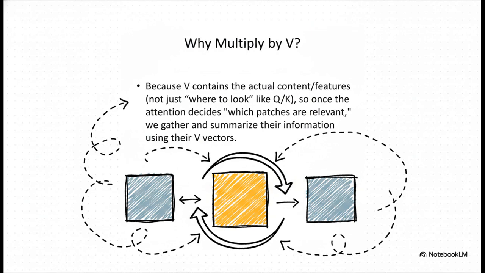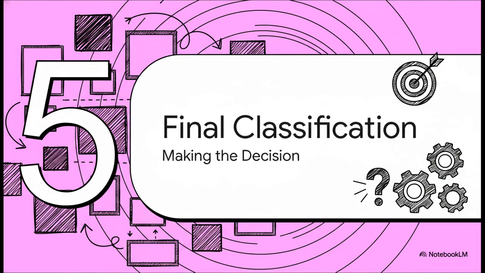And this brilliantly illustrates why we multiply by V in the first place. As Dr. Alamaran's notes emphasize, the value vector holds the actual image features. The Q and the K, they just tell the system where to look. But once the attention mechanism decides which patches are relevant, multiplying by V allows the model to actually gather and summarize that relevant content. On to section 5, the final classification, making the decision.